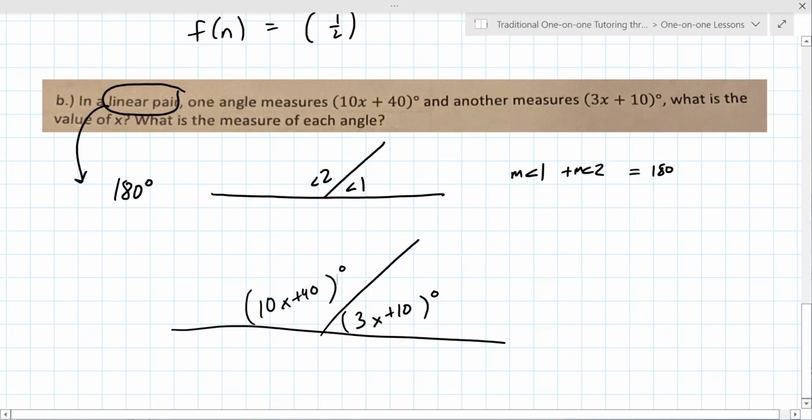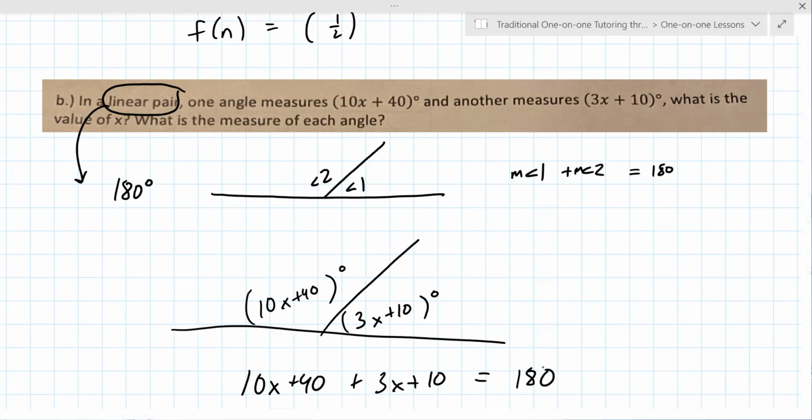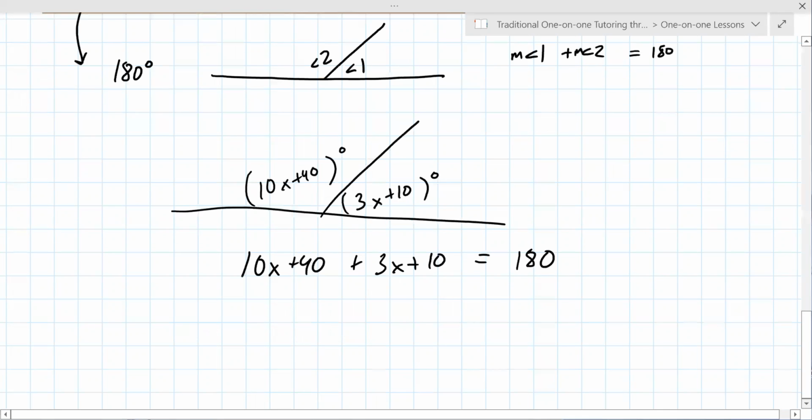All right, so then you literally write 10x plus 40, the two expressions. 10x plus 40 plus 3x plus 10 equals 180 degrees. And then that would give you 13x plus 50 equals 180. Good. Keep going. 13x equals 130.